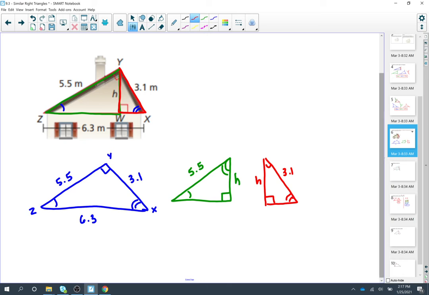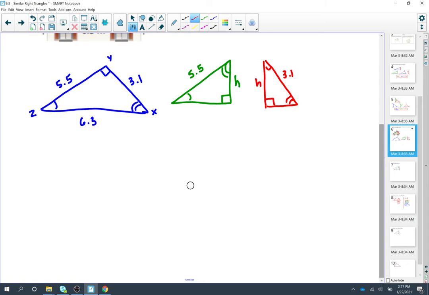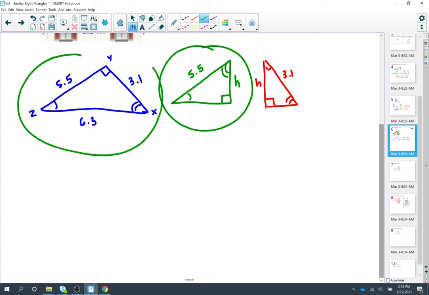Now, in order to solve for H, we're only going to use 2 of these triangles. You don't need to use all 3. One of them better either be the green one or the red one, because those are the ones that have the H in it. As for the other one, I'd probably use the blue one because that has numbers on all sides. So I'm going to choose to use the green one and the blue one. And this is what we're going to do.